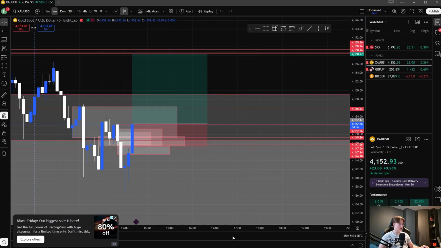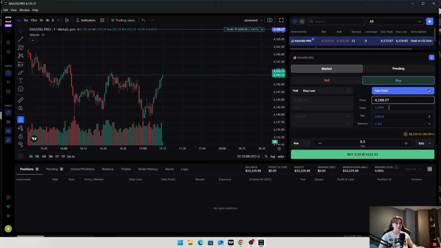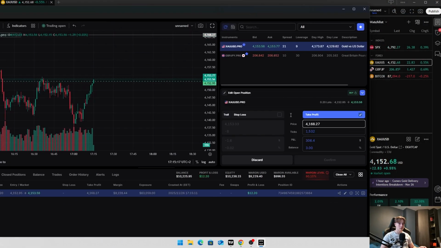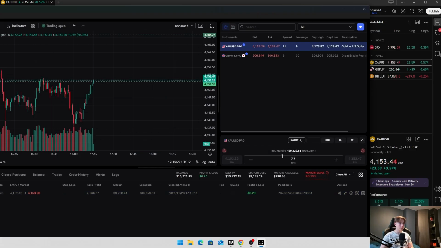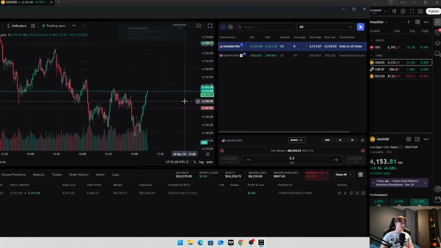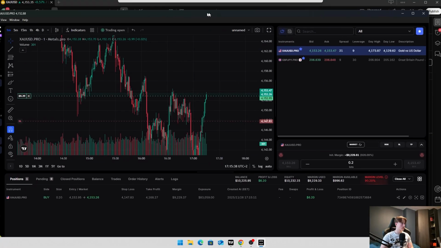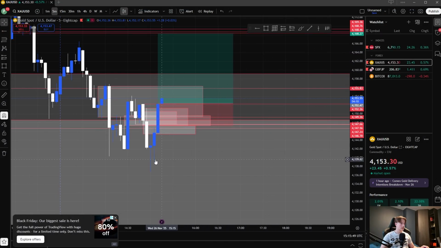I think with that, we can see a break of structure. So you take that buy position, make it that we're risking only 1%, confirm, and that's it. Because I think we have a break.